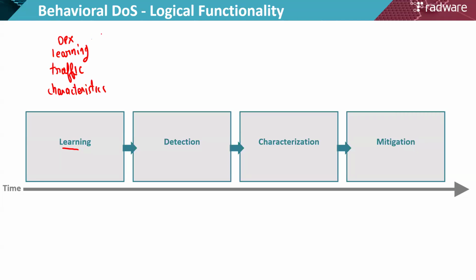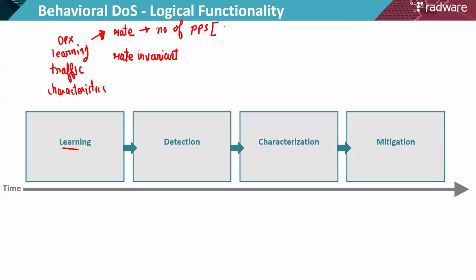Now, what are these traffic characteristics? Primarily, it learns two things. First is the rate, okay, and second is the rate invariant part. Now, what is rate? What is rate invariant? Rate is the number of packets per second. Okay. So the rate part is the number of packets per second.